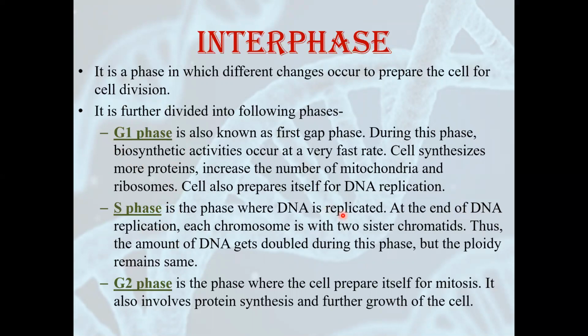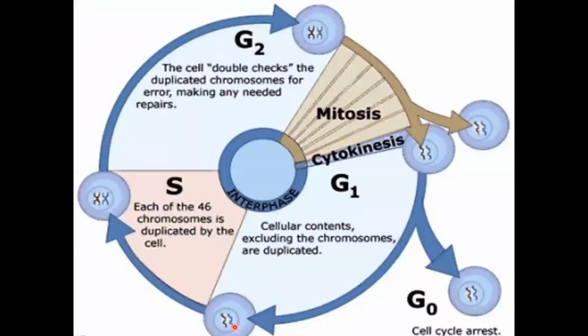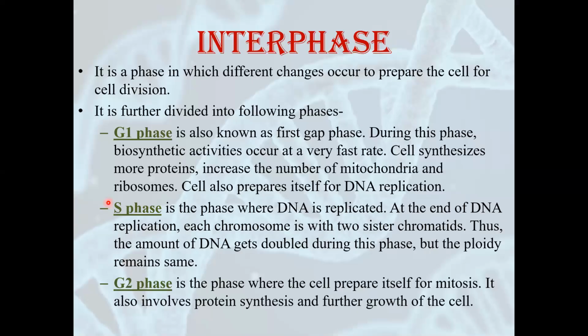At the end of DNA replication, each chromosome is with 2 sister chromatids. You have seen here, these 2 chromosomes have single chromatids. These 2 chromosomes have double chromatids, 2 chromatids each. So the number of chromosomes has not increased. That means the ploidy is not increased. The ploidy remains the same. What has increased? Amount of DNA has increased. So we can say that the amount of DNA gets doubled during the S phase.